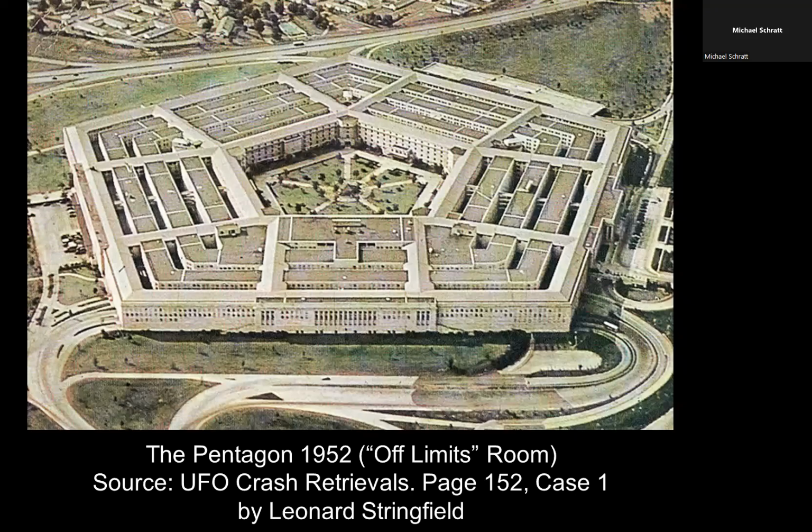Okay, next one. UFO, Pentagon 1952. This is UFO crash retrievals, page 152, case 1 by Leonard Stringfield. And this happened at the Pentagon in 1952. This involves a woman who worked at the Pentagon, and she went down to an underground basement and accidentally bumped into an off-limits room. And I want to take you inside this room.